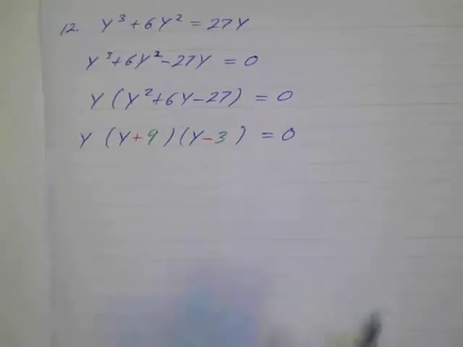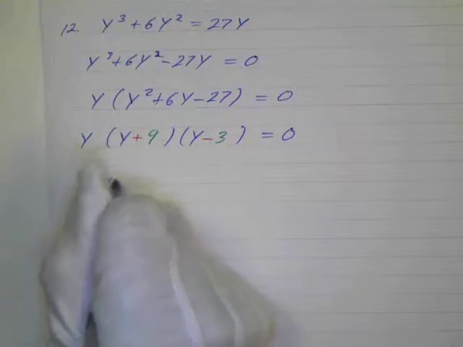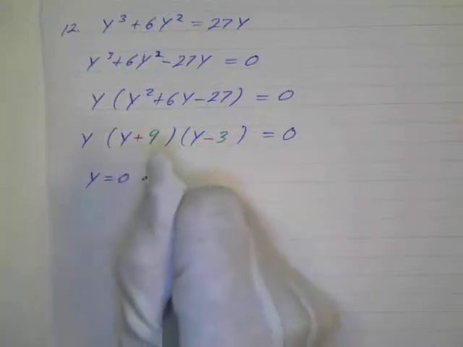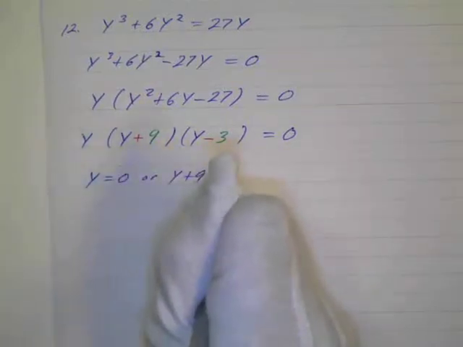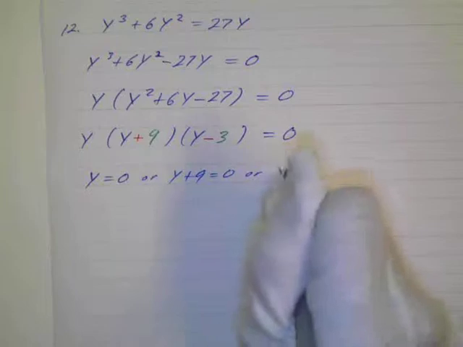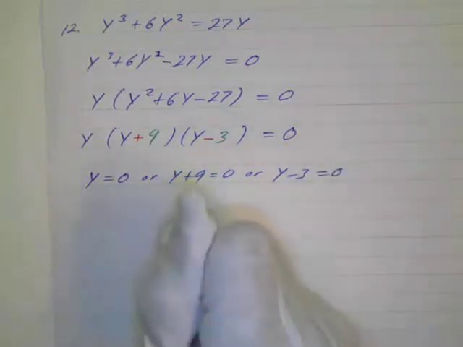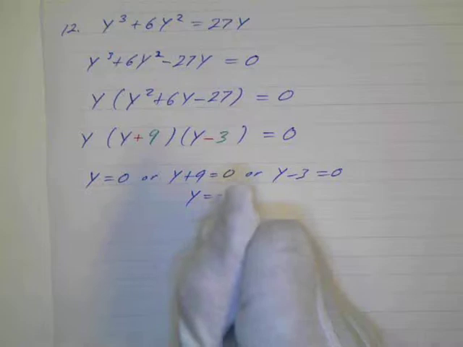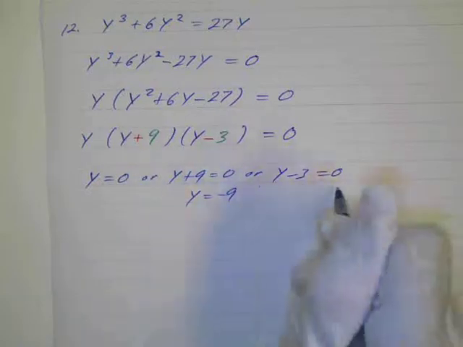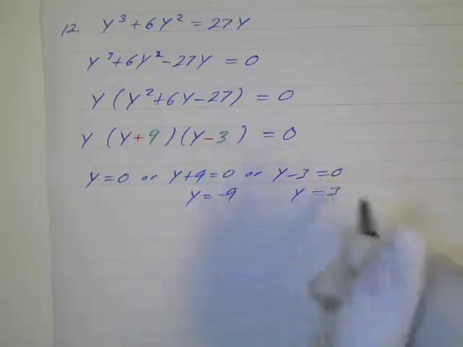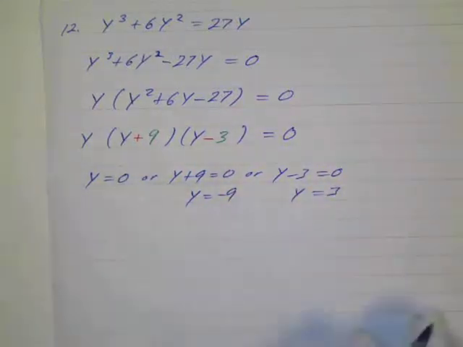Now we have three factors that multiply to give 0, so we know either y equals 0, or y plus 9 equals 0, or y minus 3 equals 0. Here we can subtract 9 from both sides, so y equals negative 9. Add 3 to both sides, y equals 3, or y equals 0. So those are your possibilities.